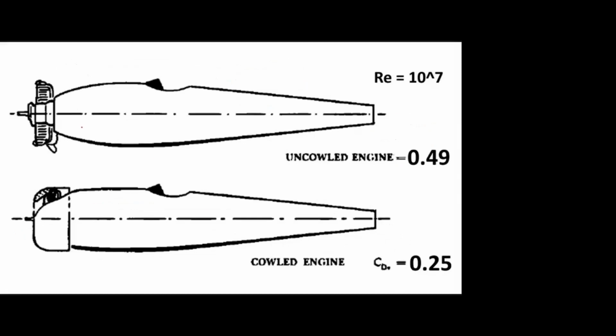And here they explain engine disturbance. This is the radial engine, a piston engine. If there is no covering, no cowling for the engine, the drag is 0.49. And if you give the cowling, that is the covering for the engine, it is reduced to 0.25.